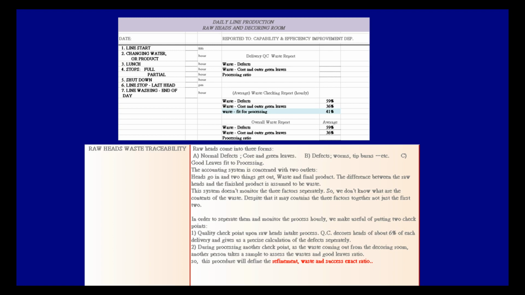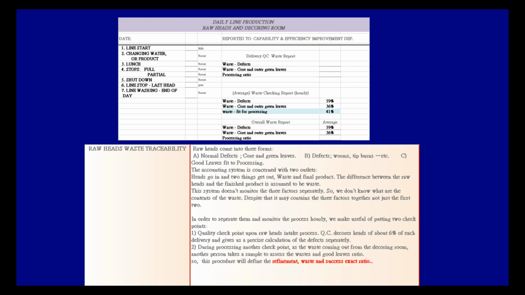1. Line start. 2. Changing water, or product. 3. Lunch. 4. Stops, full or partial. 5. Shutdown. 6. Line stop, last head. 7. Line washing, end of day.